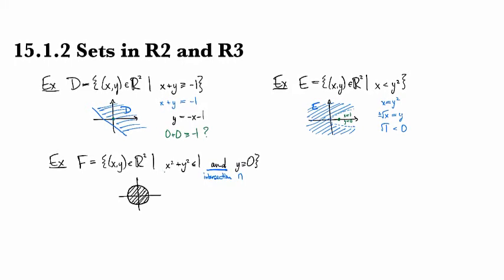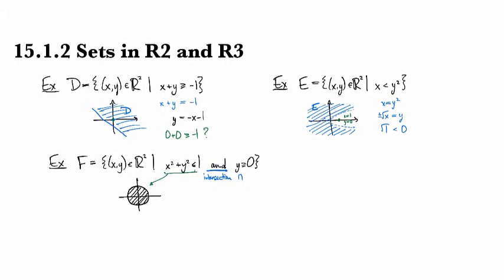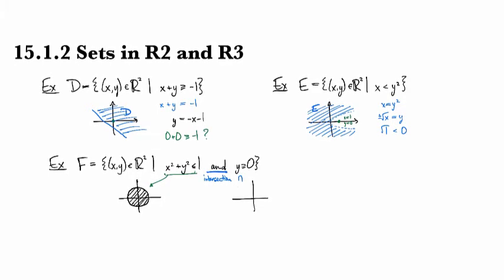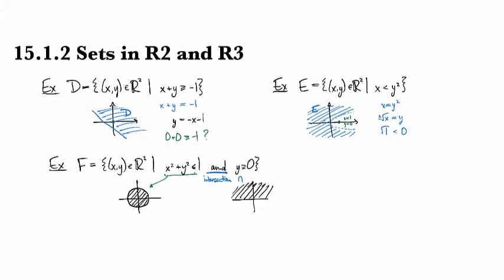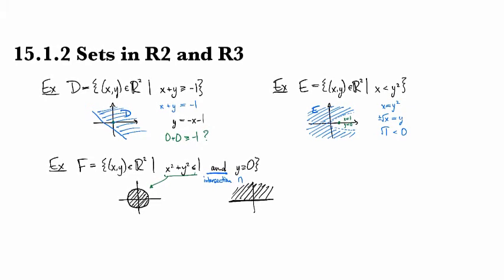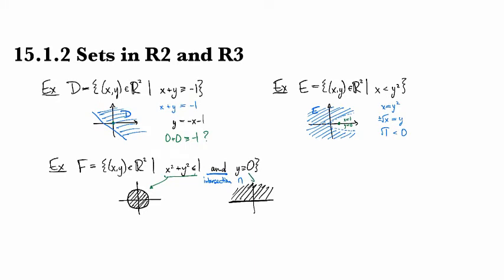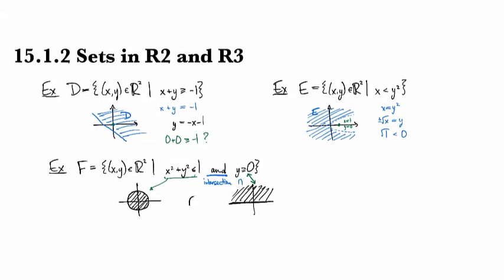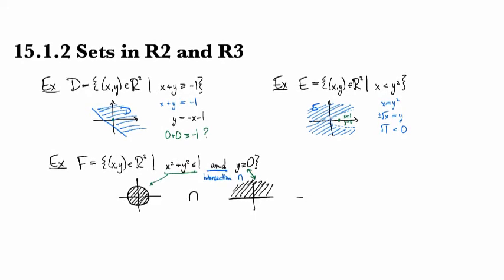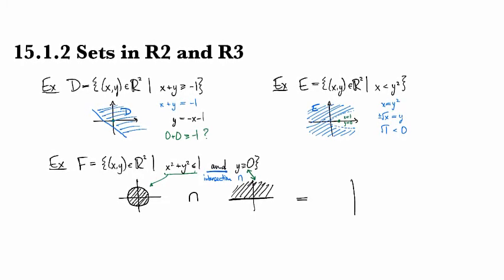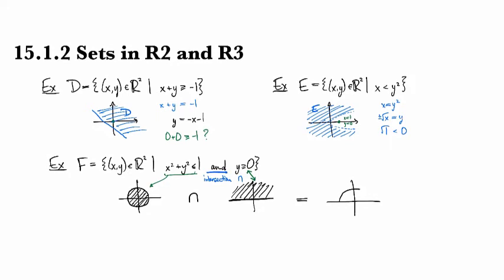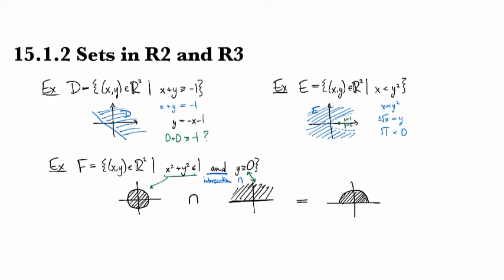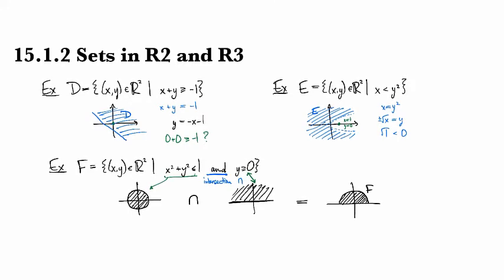So this part here corresponds to that guy. And then over here, I'm looking at this upper half plane, right? Everything up here, that's what corresponds to this inequality. And so the intersection of these two regions is going to be all of the stuff that's in the circle and in the upper half plane. So this region up here. That's going to be my set F.